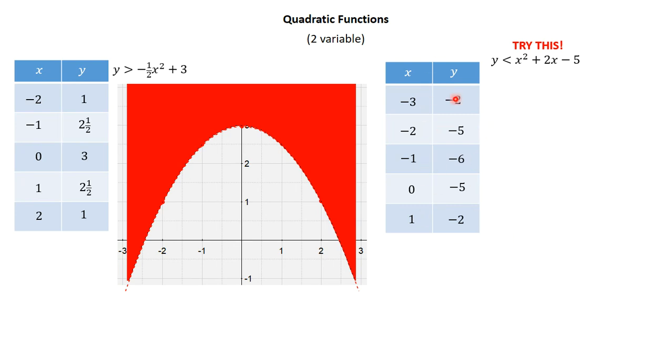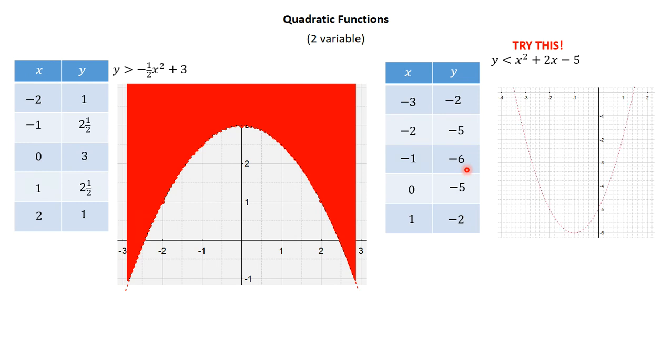You should get these numbers. So -3 gives us -2, as does 1. 0 gives us -5, same with -2. And -1 gives us -6. And plot those points in a graph, and then connect the dots. This one's still a dotted line. So the graph should look kind of like that.